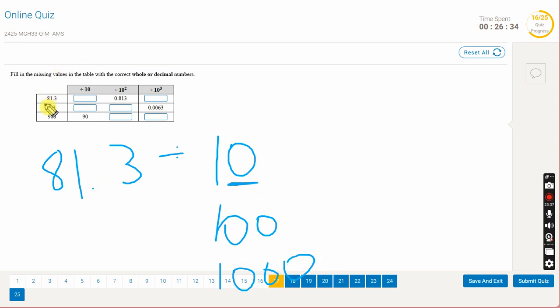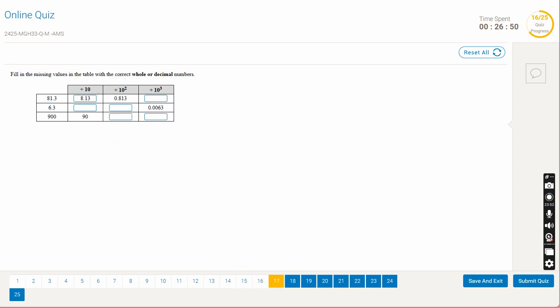So here, initially, our decimal point was here. Now we divide by 10. How many zeros do we have? We only have 1 zero. So we'll move it inwards once. So 8.13. And then the next one, the last one is what?